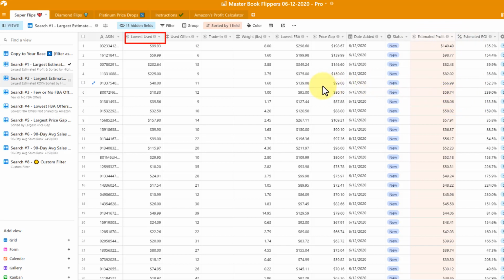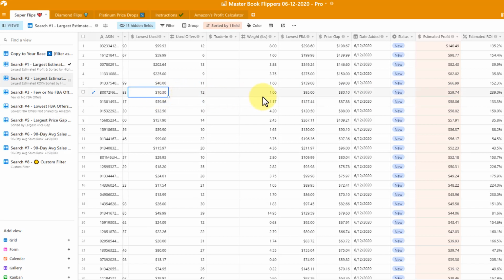Not everybody wants to spend, for example, some of these books are over $200 on the lowest ones, even though the lowest FBAs are over $300. You may not want to spend that much on a book. So also the ROI, you'll use that in conjunction. So as I scroll down, I'm kind of looking for a cheap book, and this book right here for $10.30 really sticks out. The lowest FBA is $95, and the really high profit, really high ROI.